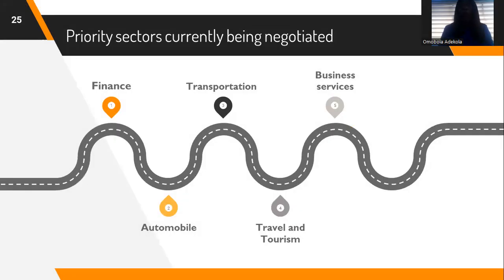At the moment, just like I said, there is still a lot that has been discussed. But right now, there are five sectors where negotiations are ongoing with AfCFTA members. We have the financial sector, the automobile sector, transportation, travel and tourism, and the business services. Each country is coming up with specific commitments, like these are the things we are giving commitments on in respect of these sectors.